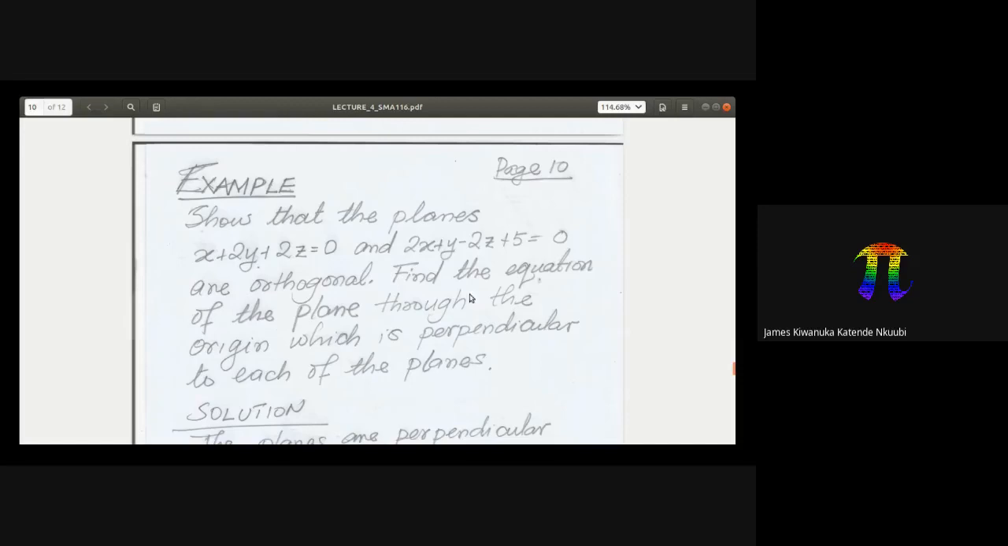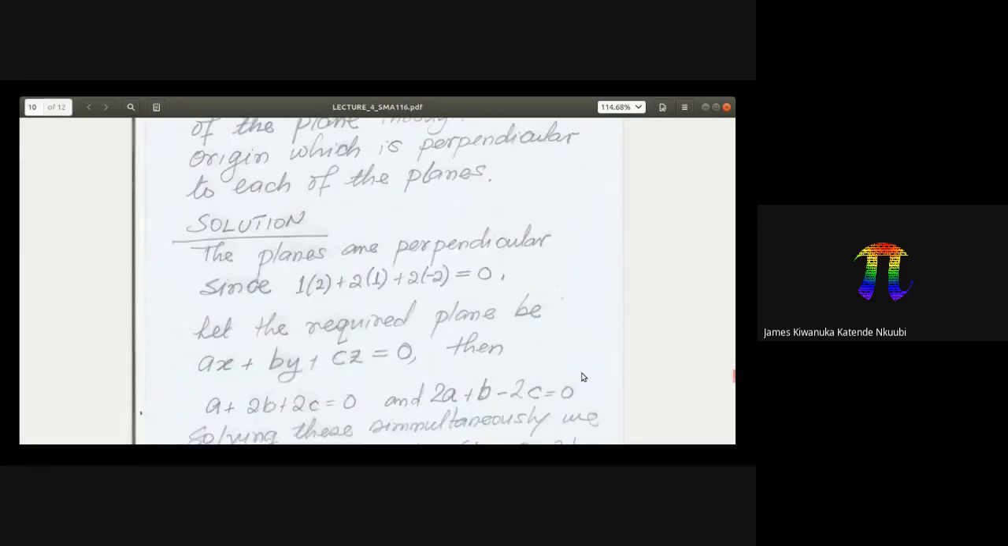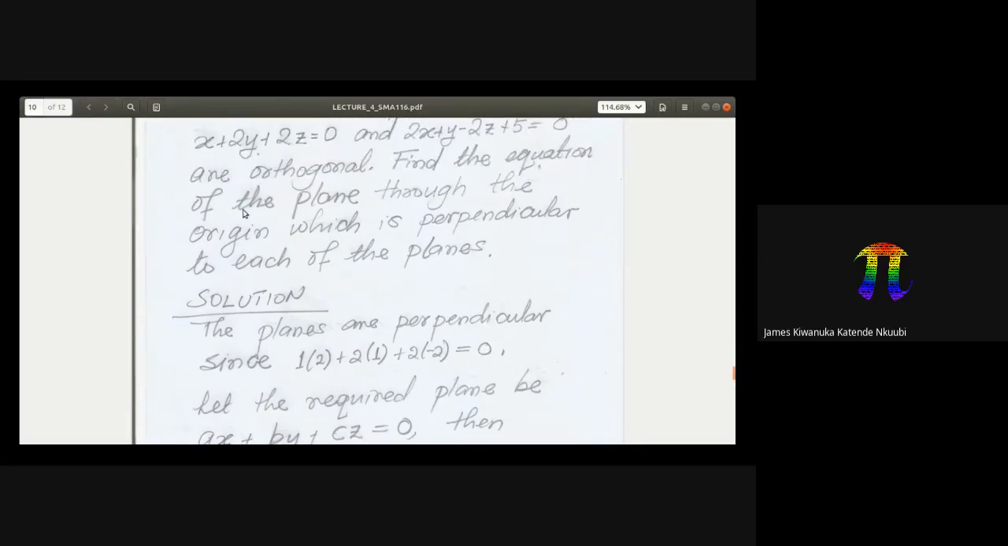So next example: show that these two planes are orthogonal, and then find the equation of a plane through the origin which is perpendicular to each of these planes. To check that they're perpendicular, you simply take the dot product of the normals, and here when you do that, the dot product is 0, so they're definitely perpendicular. The second task is to find the equation of a plane through the origin which is perpendicular to both planes.